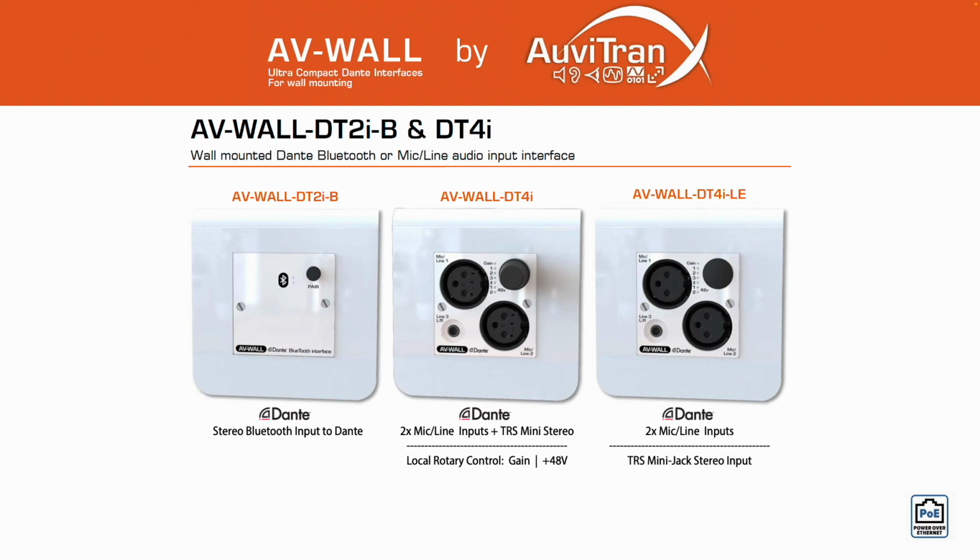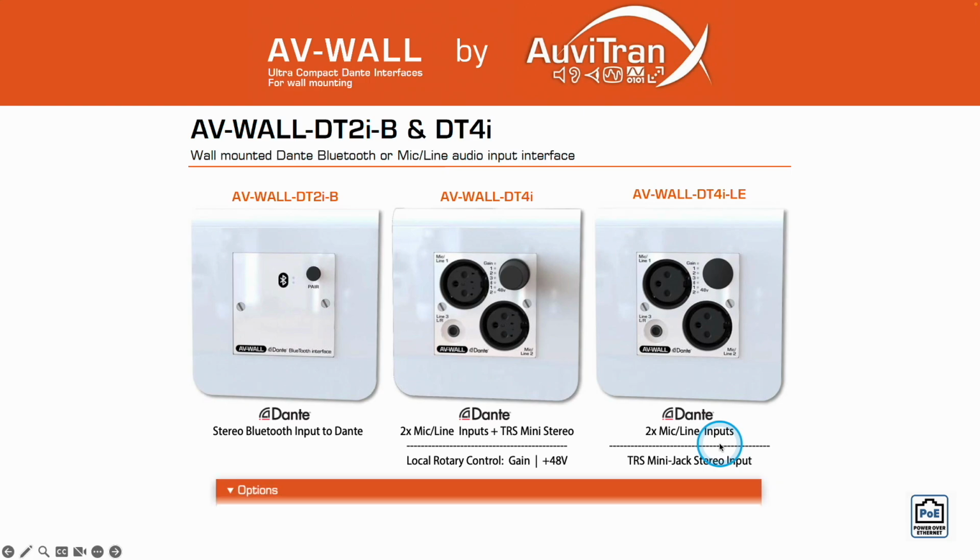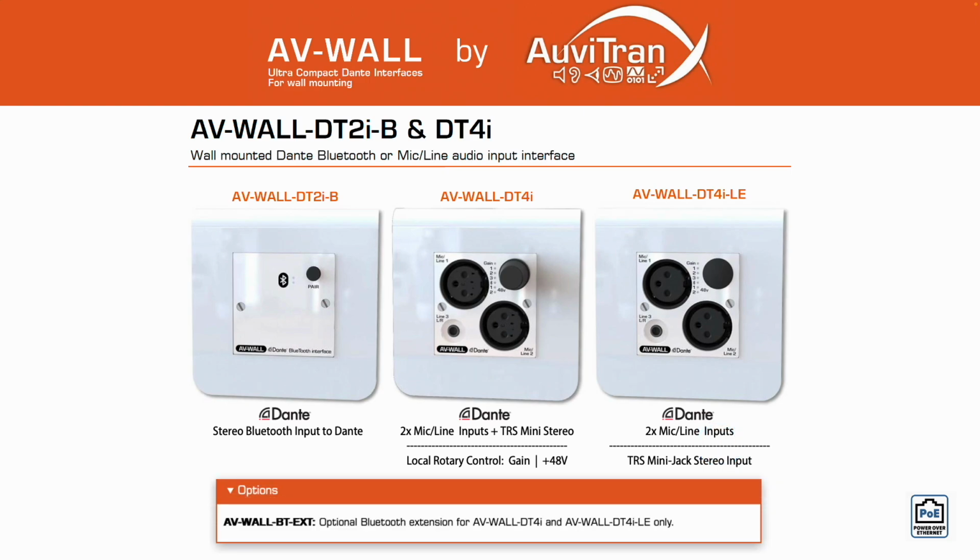There are 5 models. The 3 models for inputs are the DT2IB, the DT4I, and the DT4I LE. This model here is Dante with stereo Bluetooth input. This one gives you 2 separate mic or line inputs, as well as a stereo TRS mini input. The rotary control is for gain and phantom power. If you don't want the rotary control, the LE version removes that, and you would do all that through software. There's also a Bluetooth option for the 4i and the 4i LE. So if you do want Bluetooth capability on these 2 units, you do have that option.